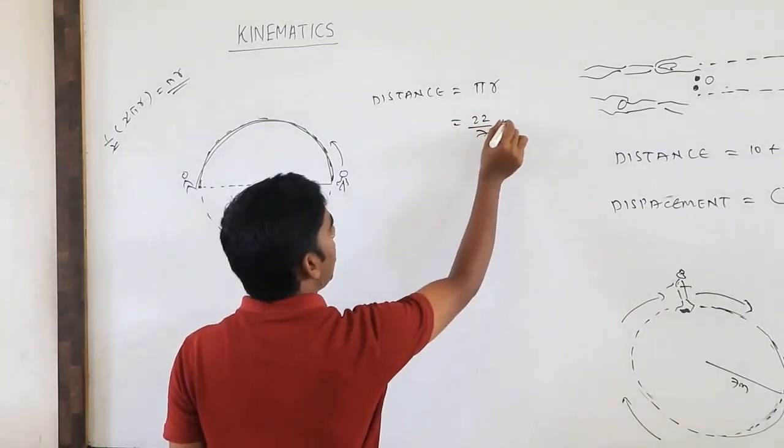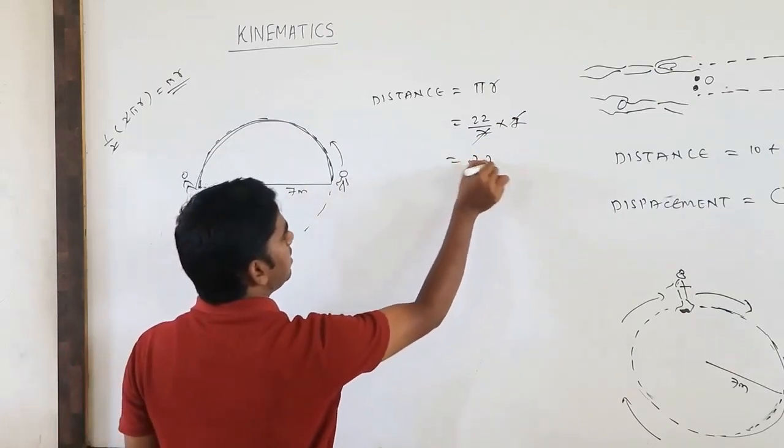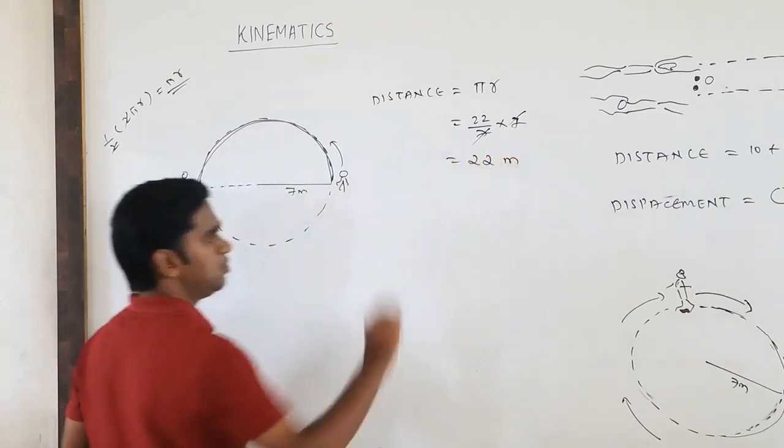Okay. So again pi is what? 22 by 7. R is again 7. So 7 will get cancelled. So what will be the distance? Distance will be 22 meters.